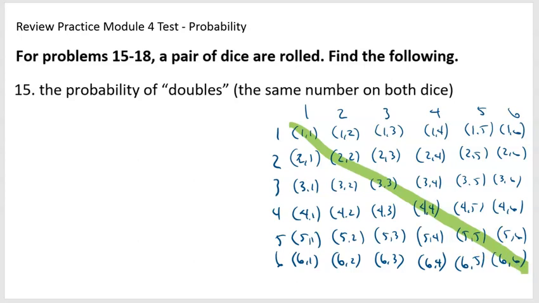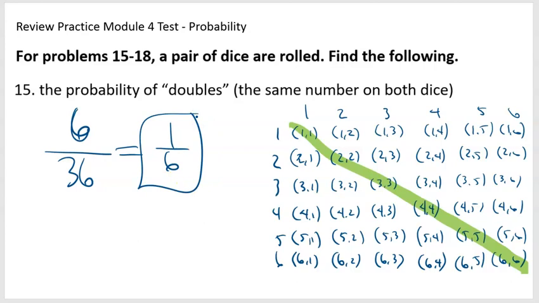How many outcomes is that? Right, so count them: 1, 2, 3, 4, 5, 6. Now there are double 1s, double 2s, double 3s, 4s, 5s, and 6s. So there's 6 out of the possible 36 outcomes, and we know 6 divided by 36 is 1/6, and there is your probability. Now I haven't been using notation like I should. I should say that the probability of rolling doubles is equal to 6 out of 36, which is 1/6.